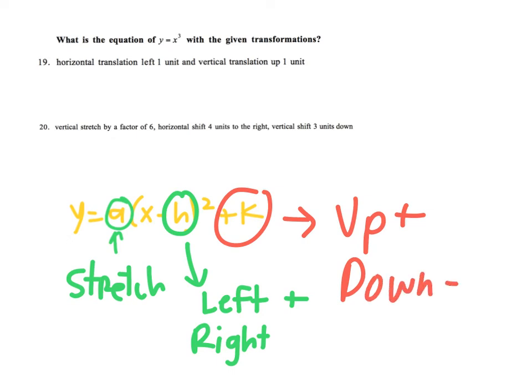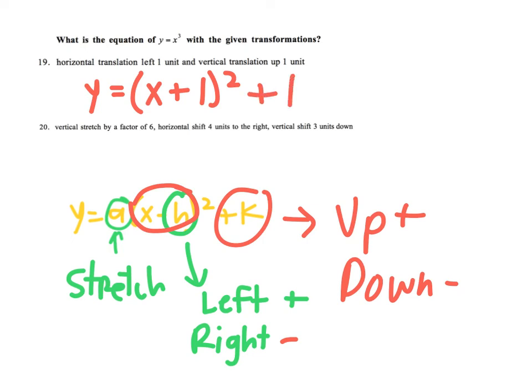I would write this on your note sheet. In fact, I would write something maybe more eloquent than this, but I think it'll help you. So the first one says we have a horizontal shift left 1 unit. So we're going to have y equals, and my left shift is inside here. So we're going to have x, and if it's shifting left, it's positive. So we'll go plus 1 squared, and then a vertical translation up 1 unit. So I need a plus 1 on the end, and I know it's plus 1 because if it's moving up, it's going to be a positive.